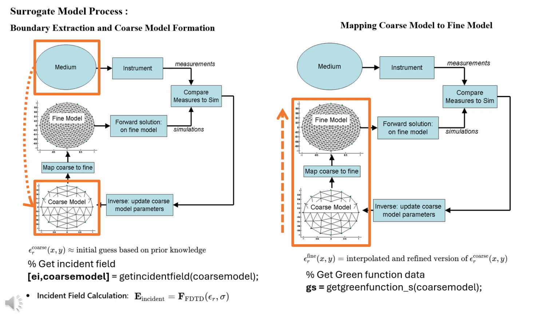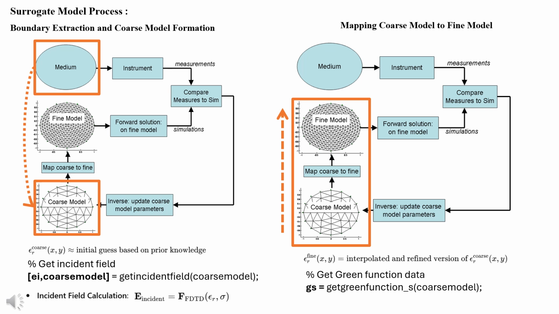The GT incident field function defines how the initial microwaves propagate through the medium, which represents the medium before any scattering occurs. The function outputs the incident field EI, used as the basis for forward modeling in later steps. After generating the coarse model and obtaining the initial incident field, we map this information to a fine model. The fine model is a higher resolution version of the coarse model, containing many more grid points and thus providing a more detailed view of the brain structure, which enables a more accurate forward simulation and inverse solution.